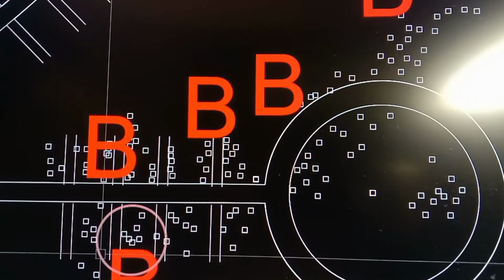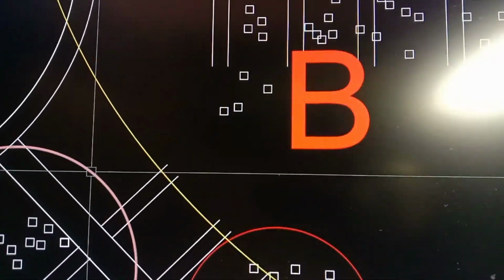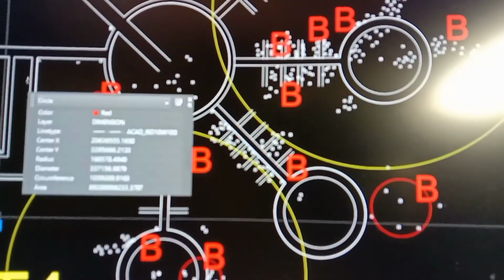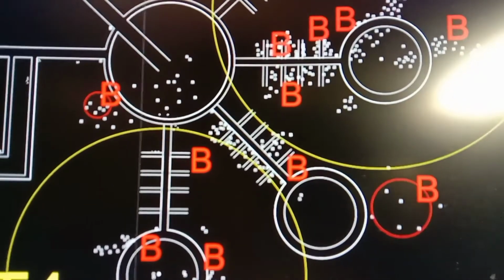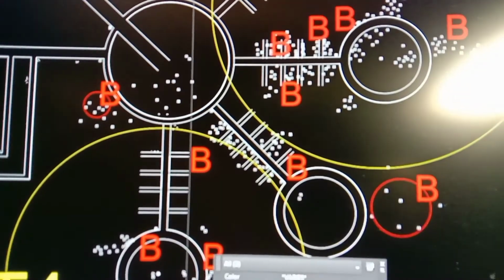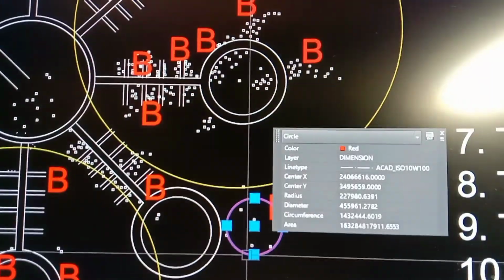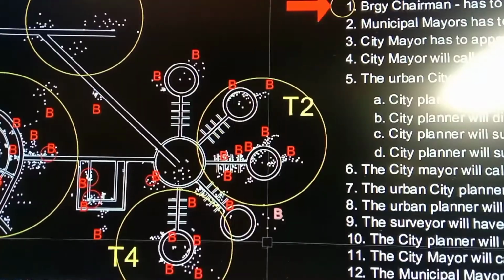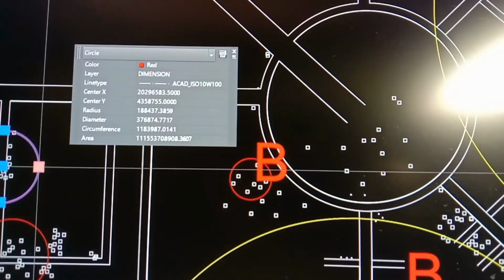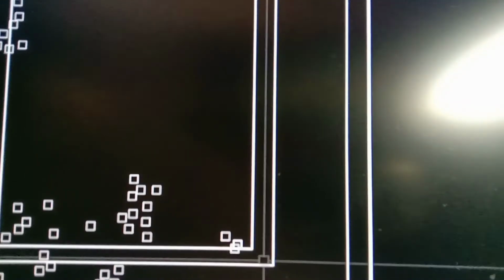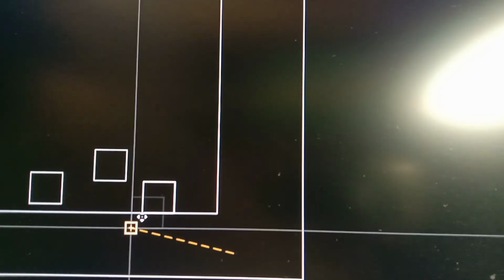Give me a moment first. I have to remove all those circles that represent the barangays. Okay, I have somewhere here, and two. There are also some residents affected here, so I have to relocate this. Here another 3, some more.